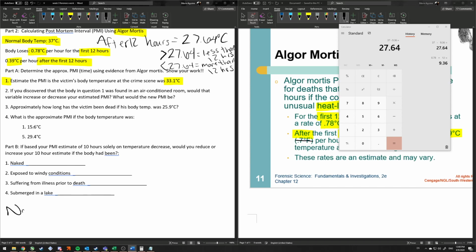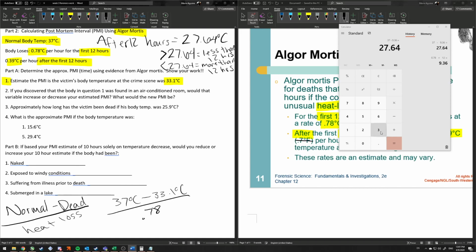So the first thing is normal body temperature, normal minus dead, divided by, straight lines, the change, heat loss. So let's go ahead and fill that out, right? So normal body temperature, we know 37 degrees Celsius. And then the dead body temperature we know is 33.1 degrees Celsius. Next, heat loss. How much heat did we lose? Well, we know it's less than 12 because it's greater than this body temperature. So it's going to be 0.78.